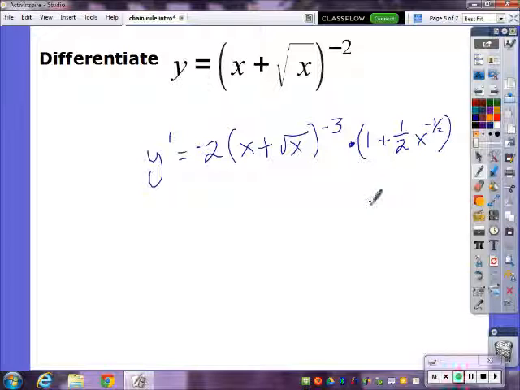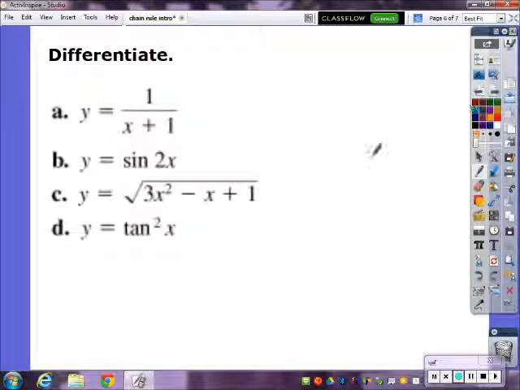Now you may be inclined to simplify, but remember I'm trying to get in the habit of not simplifying to eliminate errors. So what I would like for you to do is work out these 4 on your own using the chain rule. Pause the video, and then once you get them all worked out, hit play and the answers will appear.